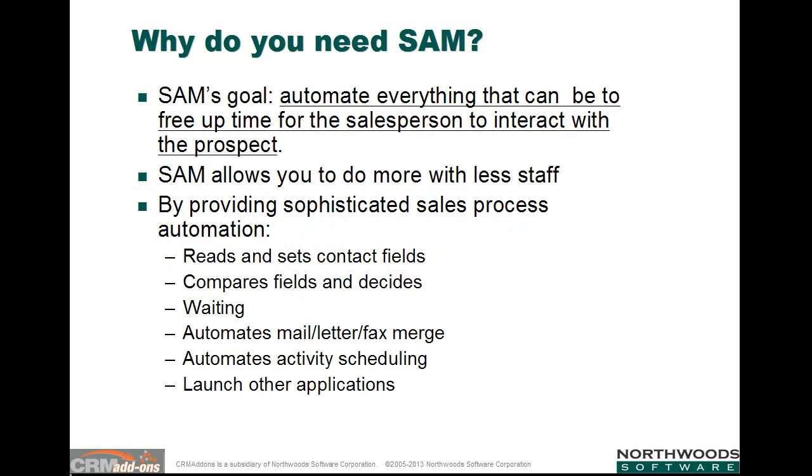SAM's goal is to automate everything that can be to free up time for the salesperson to interact with the prospect. Your sales staff is expensive. We don't want them doing manual work that could be automated. If you use SAM, you'll find that you can do more with less staff. The reason for that is that SAM provides sophisticated sales automation. It can read and set context fields, it can compare fields and make decisions, it can wait for a day or a number of days or until a particular date. It can automate email, letter, and fax sending, and it also automates activity scheduling. It can even launch other applications.